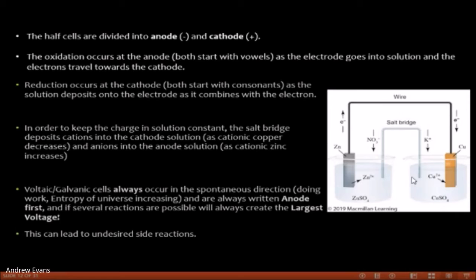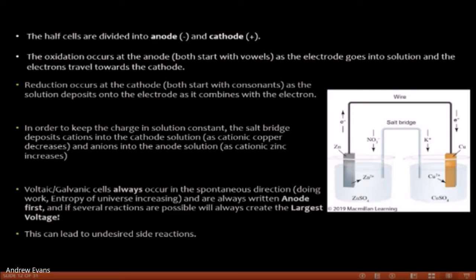But one of the key things is a voltaic or galvanic cell will always occur in a spontaneous direction, doing work. It will always produce work. The entropy of the universe will always be increasing in a voltaic or galvanic cell. And it's always written anode first. So when we write this, this would be a zinc to copper situation rather than copper to zinc, because zinc is our anode.